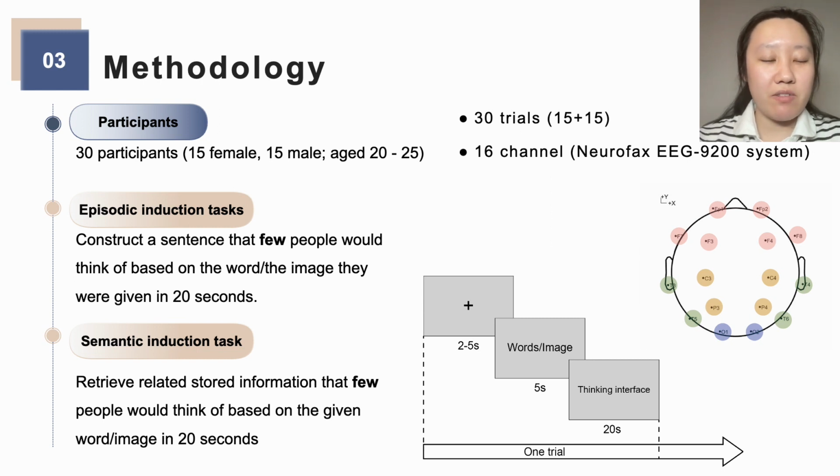Each participant will finish 30 trials in total, and 15 of them are the episodic induction task, and the other 15 are the semantic induction task. Considering this is an EEG study, we also show an example of how each trial looks. At the beginning, the participant will see a cross in the center for 2 to 5 seconds, and then the participant has 5 seconds to identify the words or the image, and then they will have 20 seconds to finish the task.